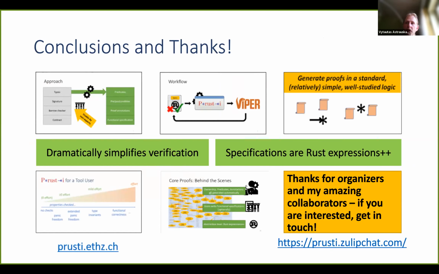So the key point is that Prusty allows dramatically simplified verification by automatically generating all the boilerplate code and provides an abstraction layer that is just Rust expressions with some minor things. So thank you. If you're interested, our websites are here, and you can ask questions on our Zulip chat where we always respond. Thank you.